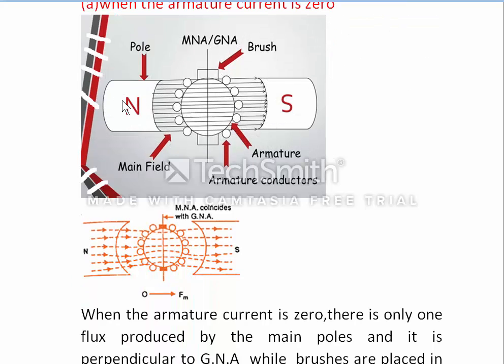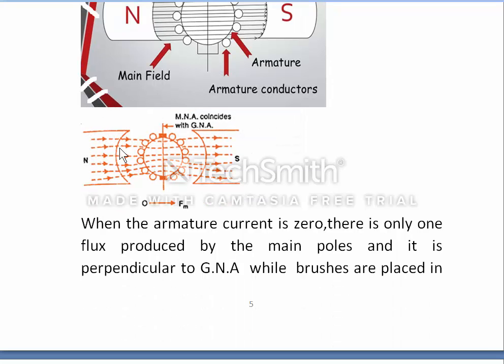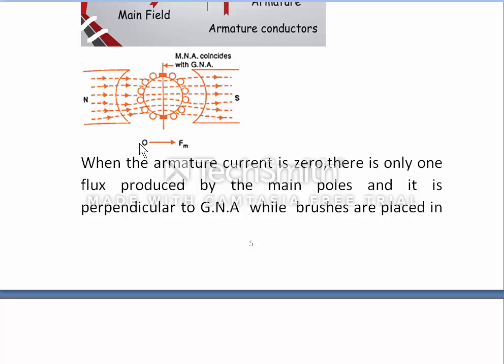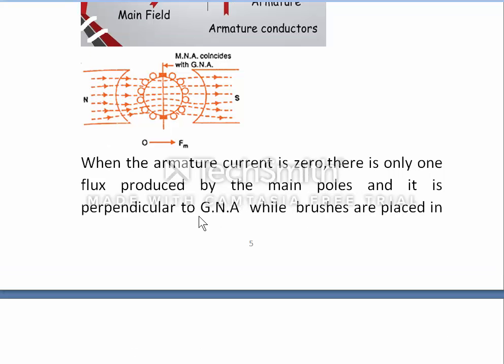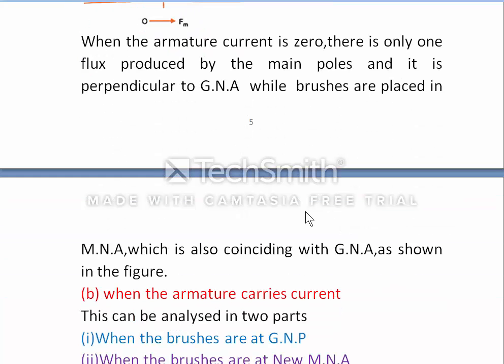like this, only main poles are there. So main flux is there, so no armature flux, which we can see here. So we represent that main flux like this, here to here, Fm or phi m. When the armature current is zero, there is only one flux produced by the main poles and it is perpendicular to the geometrical neutral axis, while the brushes are placed in the magnetic neutral axis, which is also coinciding with the geometrical neutral axis as shown in the figure.